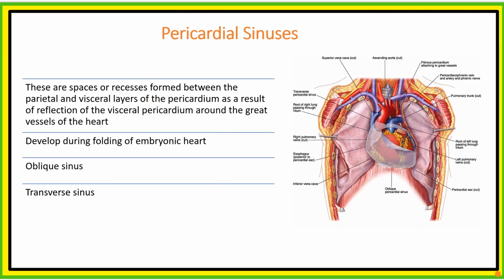The next structure we'll consider will be the pericardial sinus. So these are spaces or recesses that are seen between the parietal and visceral layers of the pericardium. And these spaces come as a result of reflections of the visceral pericardium around the great vessels. Now, this will be seen developing during the folding of the embryonic heart. And we have two main sinuses. The first one is the oblique sinus, and the second one is the transverse sinus.